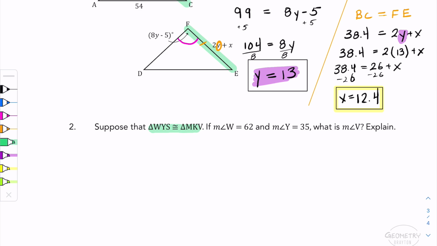So I am definitely a visual person. I think that in this case, it would be helpful for me to sketch a triangle. Now, it doesn't have to be perfect, just sketch a triangle, something that you can label. So we actually want two of them because we have two congruent triangles. One of them I'm going to label as WYS. The other one I am going to label as MKV.